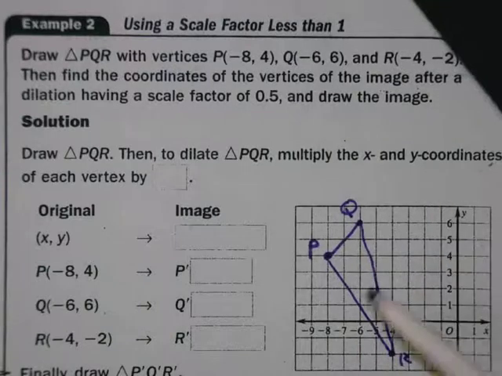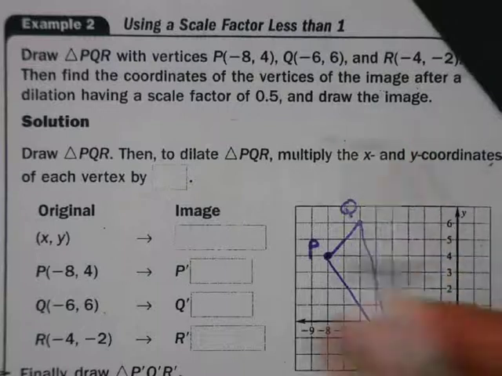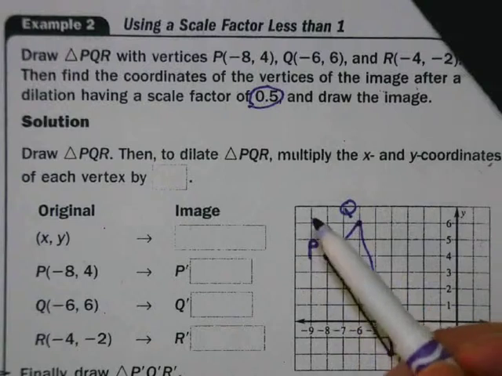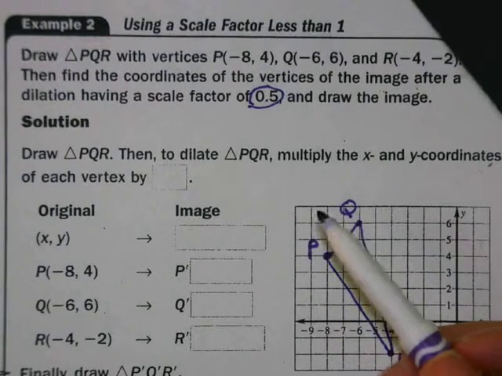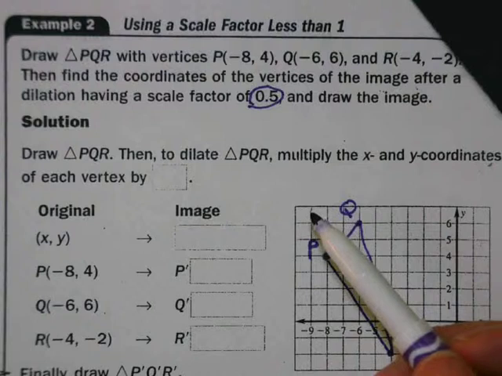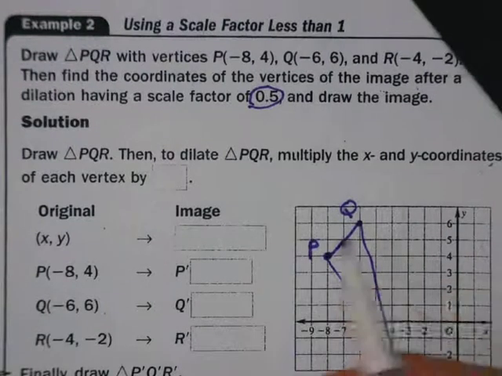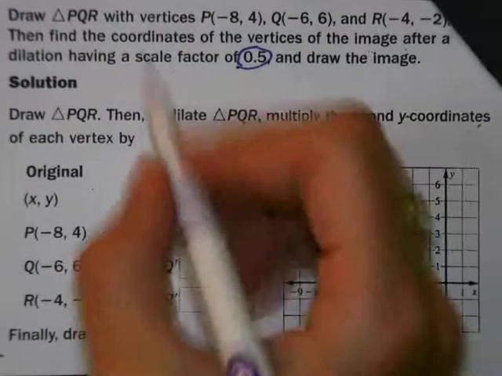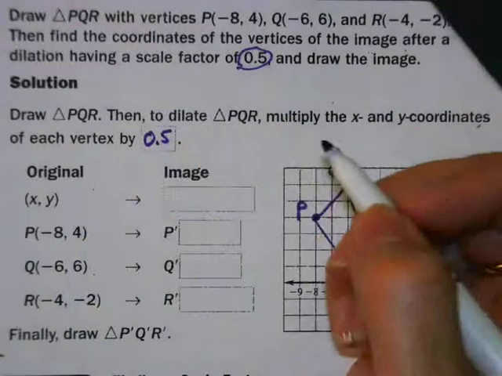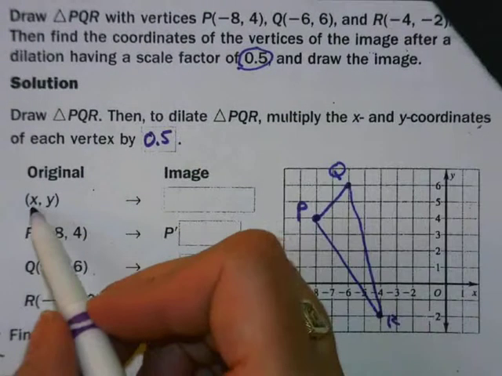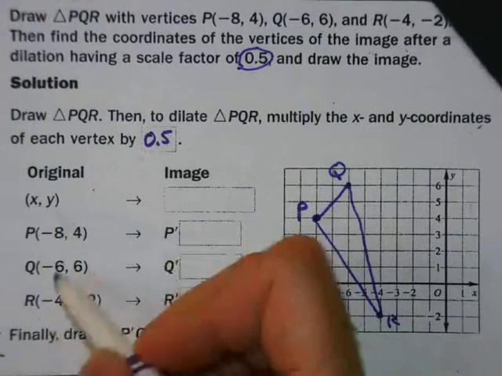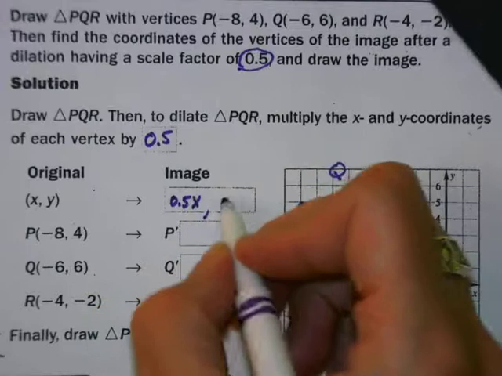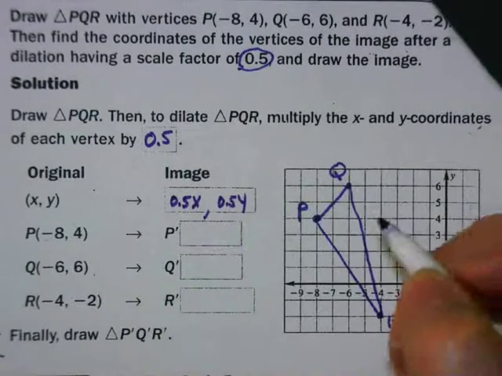Then find the coordinates of the vertices of the image after a dilation having a scale factor of 0.5. Now that's a number that's less than 1. That tells us that we're going to shrink our figure down. We're going to make it a fraction the size that it started out. So in this case, we're still going to multiply the x and y coordinates of each vertex by the scale factor. Only in this case, the scale factor is 0.5. So if in the original figure, a point had the coordinates x, y, in our new image, it's going to have coordinates 0.5 times x, 0.5 times y.